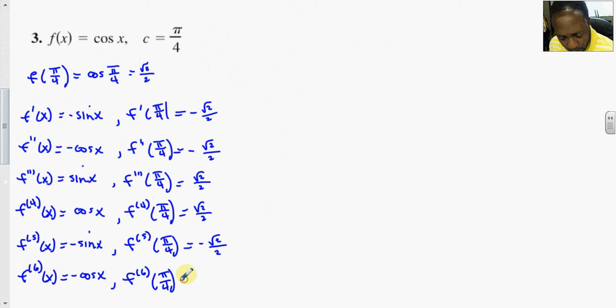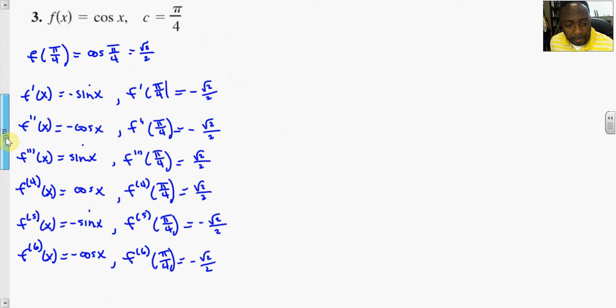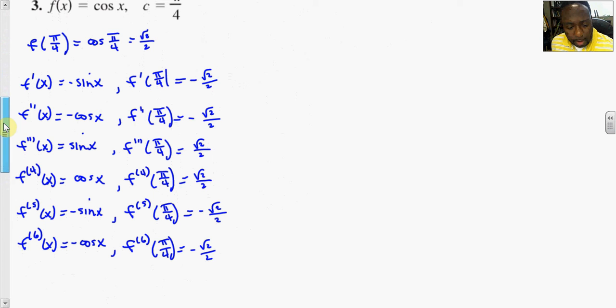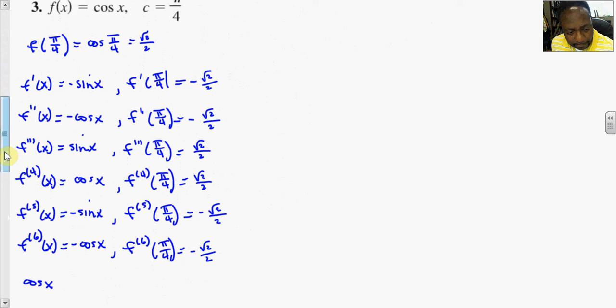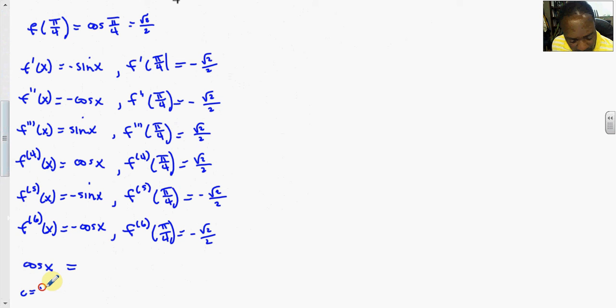Now, will we need all these? Probably not. And if we don't, then that's good. As long as we can see the pattern, sometimes you may need to list out maybe 3 or 4 terms until you see the pattern. So here, cosine x can be expanded, and obviously this is where c is pi over 4.